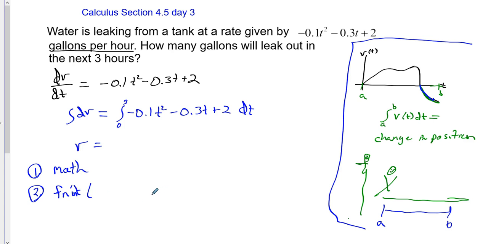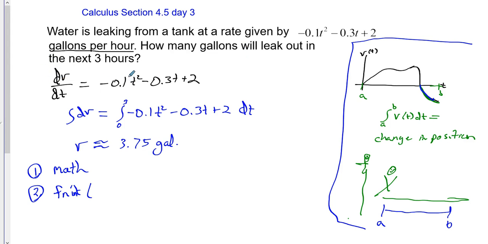I'd like you to evaluate this, and you'll find that the volume change that happened is about 3.75 gallons. So that's really very common both on the calculator and non-calculator sections. This would be a good example of something you might see on the calculator section of the AP test.